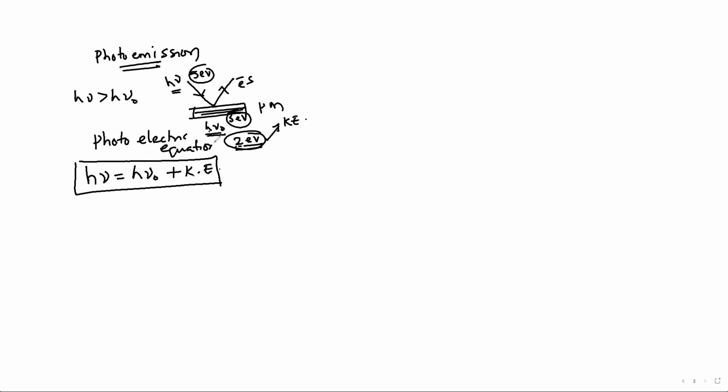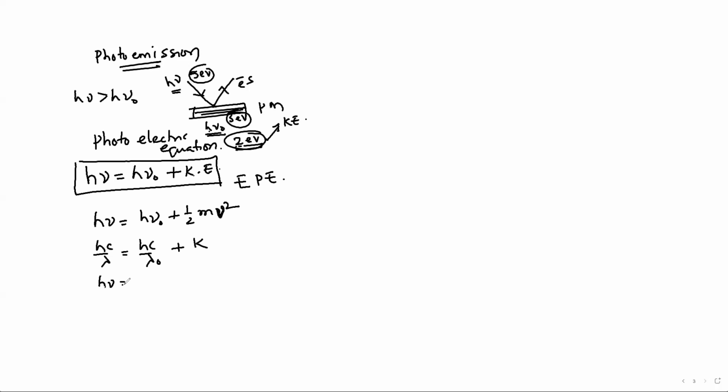And this equation is very important. Many questions will be asked related to this relation. This equation is called Einstein photoelectric equation. h nu equals h nu naught, that is phi, plus kinetic energy. This also can be written as h nu equals h nu naught plus the kinetic energy of electrons, half mv square. This also can be written as hc by lambda equals hc by lambda naught plus the kinetic energy.